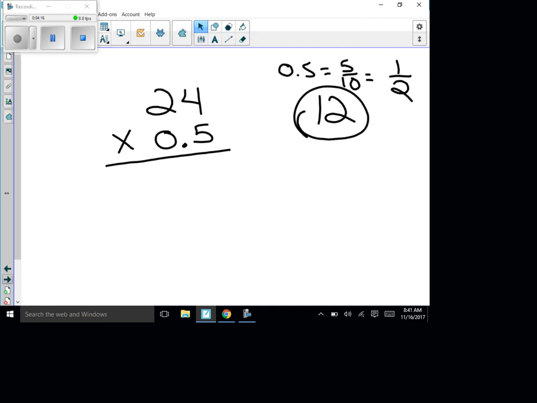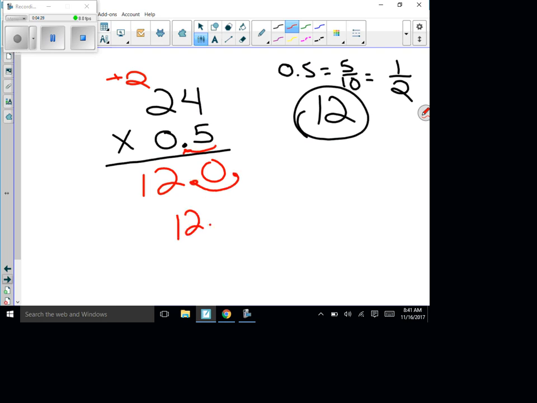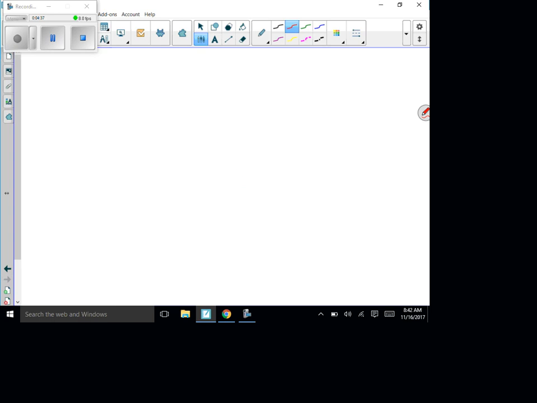Okay? So let's go. 5 times 4 is 20. And then 5 times 2 is 10, plus 2 is 12. And then remember, there's 1 digit after the decimal, so I got to move it back. The answer is 12.0. Look at that. Half of 24 is 12. It's a pretty neat little thing to do with 0.5, remembering that it's 1/2.